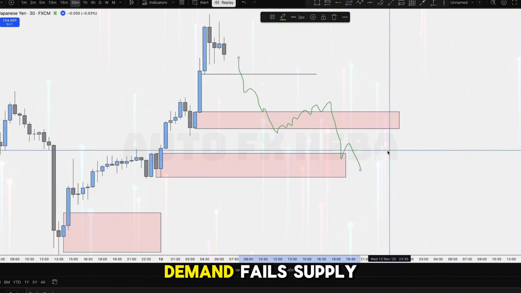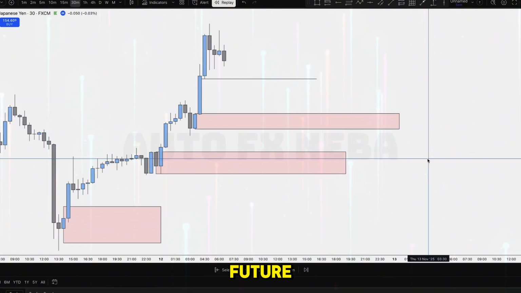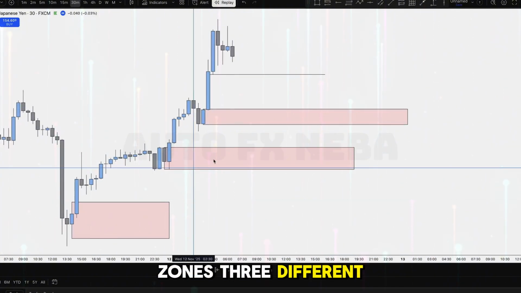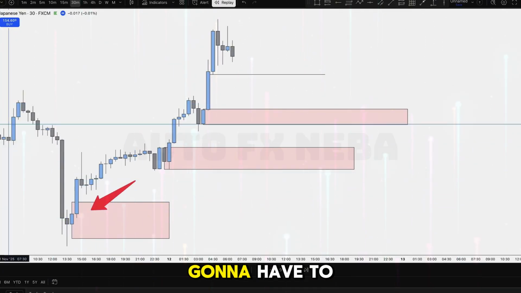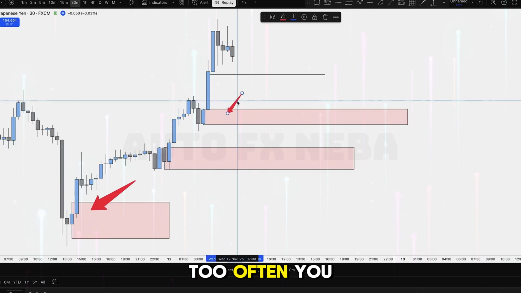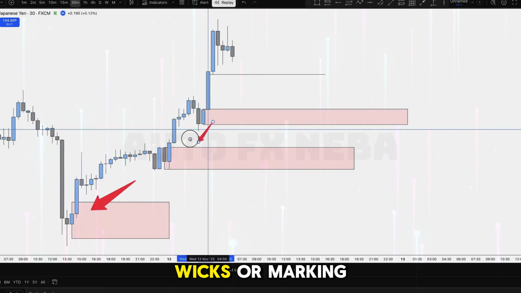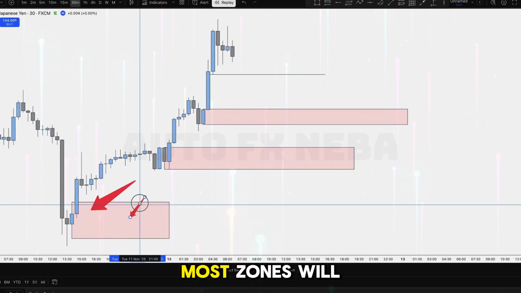Again, we get demand fails and supply fails in the future. But that's how I plot demand zones. Three different examples there. This honestly is what most zones are going to look like, so you're not going to have to do these other things too often, like marking out above wicks or marking out including wicks. This is what most zones will look like.